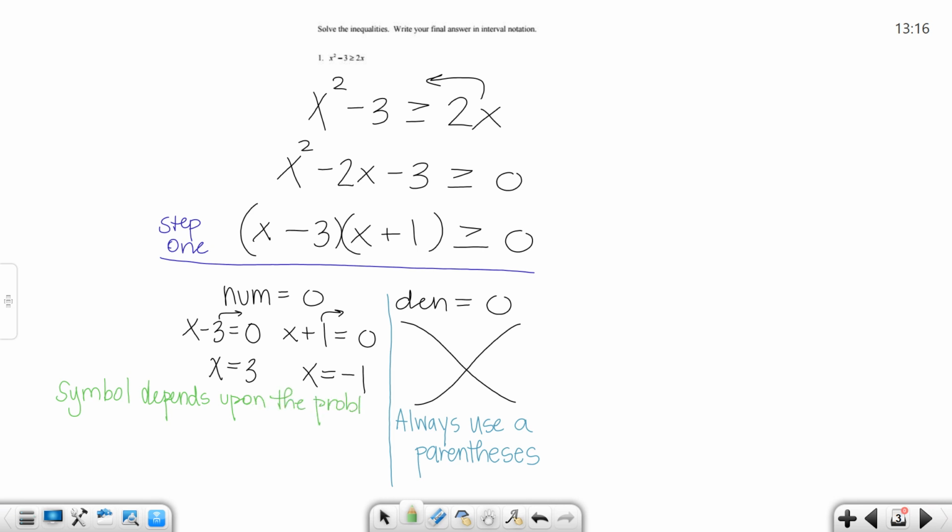Look back at the original problem. You'll see that you use this symbol. See how it used this symbol? I put a green heart around it. This symbol here takes a bracket. So your numerator will always depend upon the sign in the problem. If it has a little bar under it, it takes a bracket. If it doesn't have a bar under it, it takes parentheses. So that is the end of step 2.